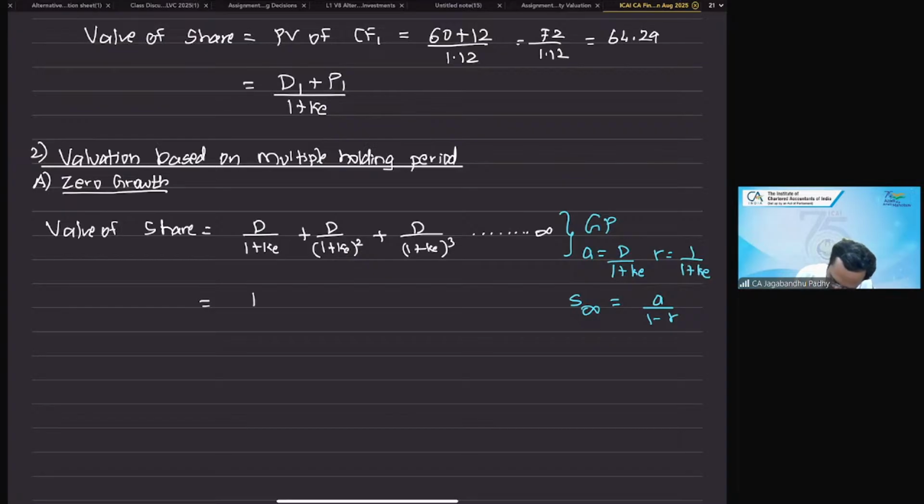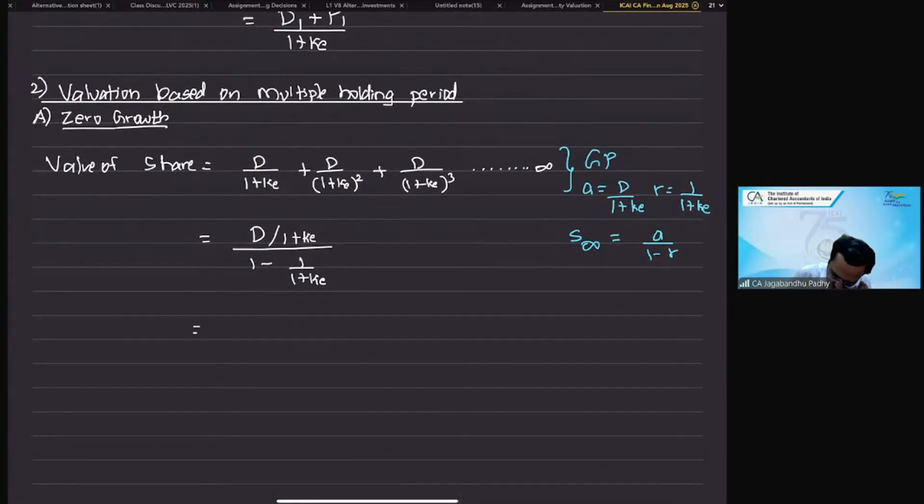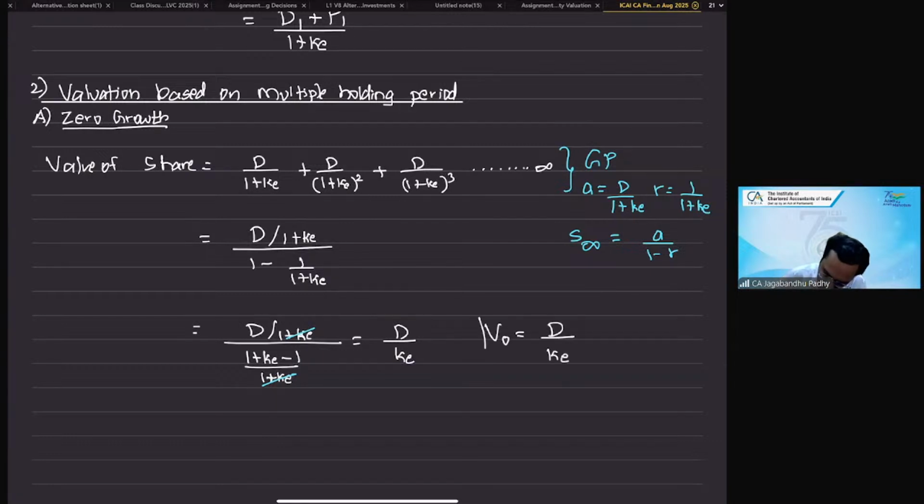So if I just apply the same formula here, a is dividend upon 1 plus k, upon 1 minus r, where r is 1 upon 1 plus k. Okay, so this is going to be equal to dividend upon 1 plus k, the whole upon 1 plus k minus 1 upon 1 plus k. So from this, we can definitely say 1 plus k gets cancelled. And what we essentially have left is dividend upon k. Right? So if there's no growth, we can definitely say the value of the share today is going to be dividend upon cost of equity. Simple. Correct?